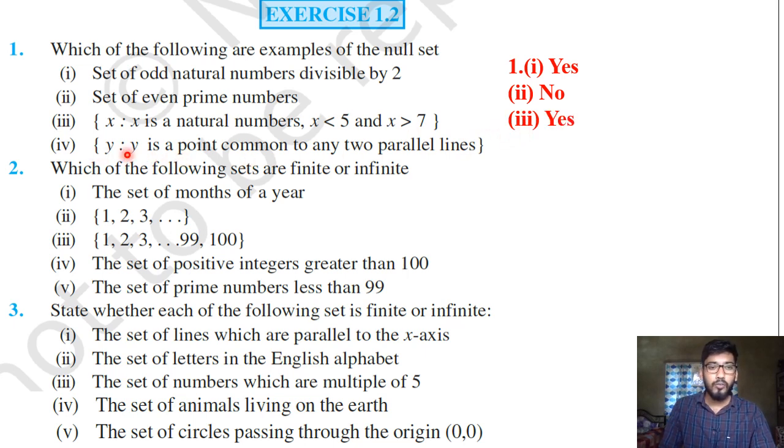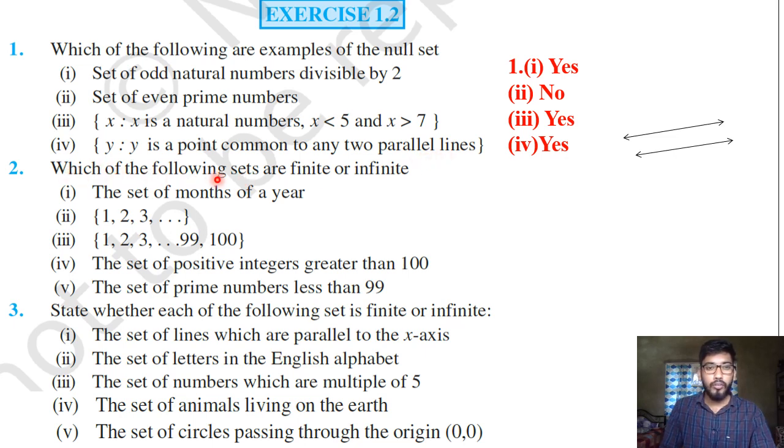Next, number 4, y such that y is a point common to any two parallel lines. So the set of common points of two parallel lines. Parallel lines do not have a common point. That's why this is empty set. If two lines are parallel, is there any common point? So there are no common points. That's why this set is empty set.